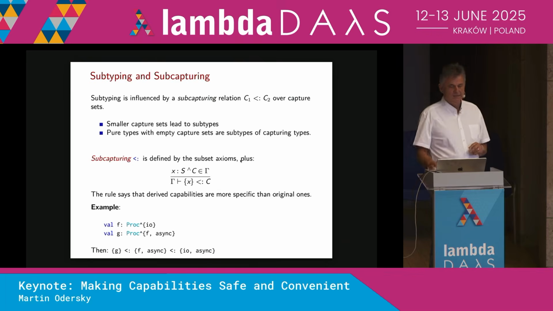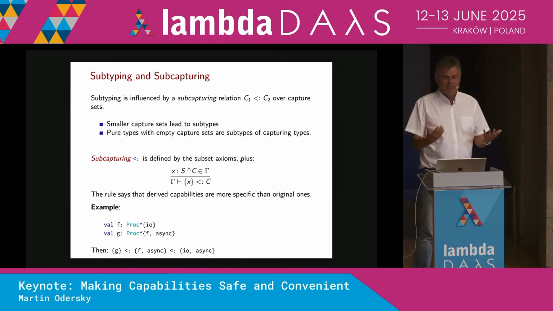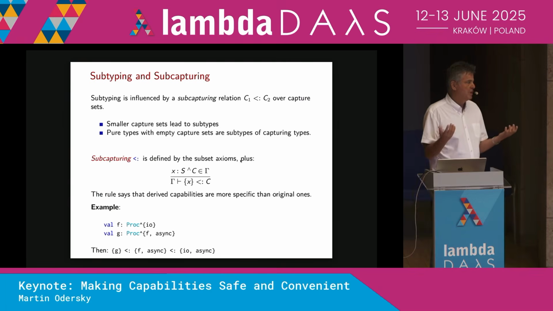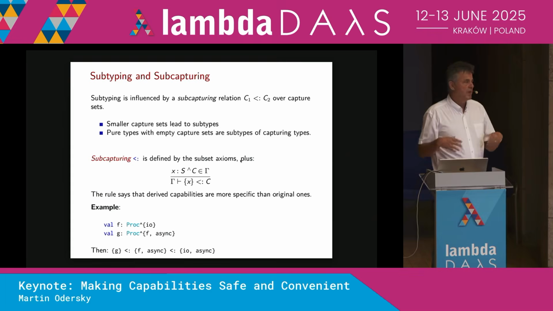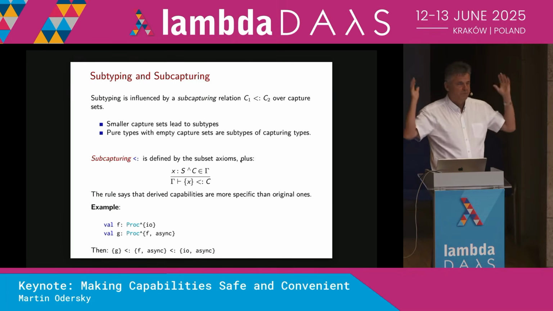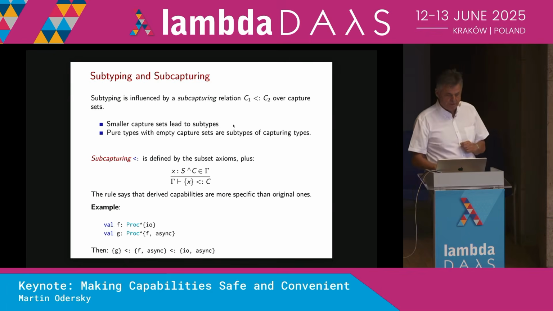What we need then is a sub-capturing relation. So we have a subtyping system, which for capabilities is very important because you have a natural subtype relation for the sets. If you have more capabilities, then that's a supertype of a type with fewer capabilities. Put another way, if you have no capabilities, then you're pure, and that's a subtype of any type that could do something. So types that can do something, that have effects and capabilities, are supertypes. So smaller capture sets lead to subtypes, and pure types with empty capture sets are subtypes of capturing types.